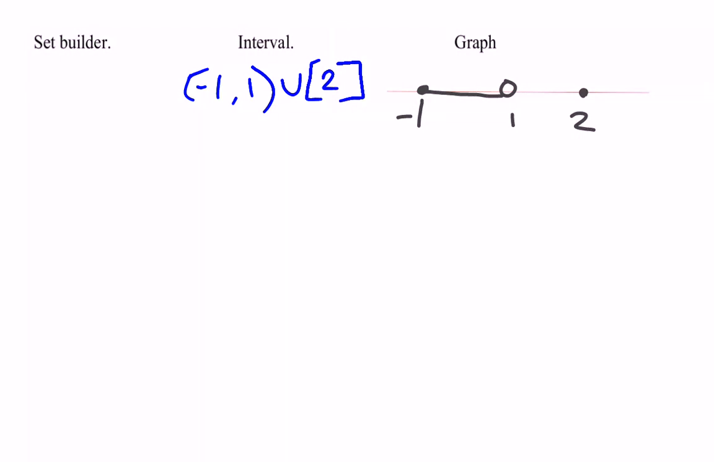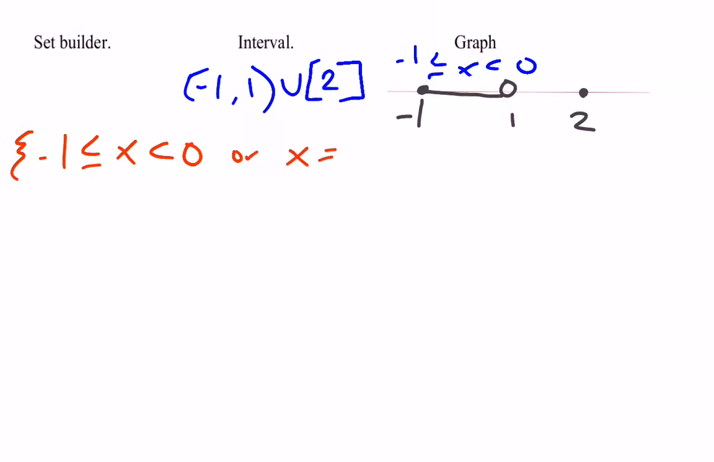In set builder notation, we would be saying x is between 0 and -1, and then I look at my circles. The -1 is filled in, so that's going to be an equal to. So formally, we would say -1 is less than or equal to x is less than 0, or x equals 2. So that point is just saying x equals 2 right here. Okay.